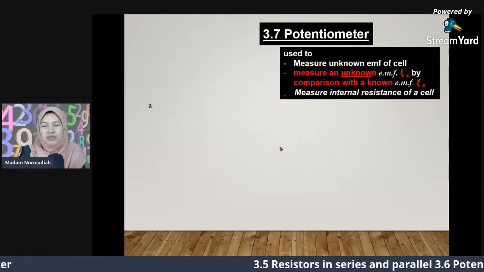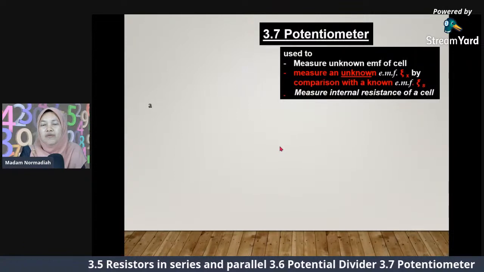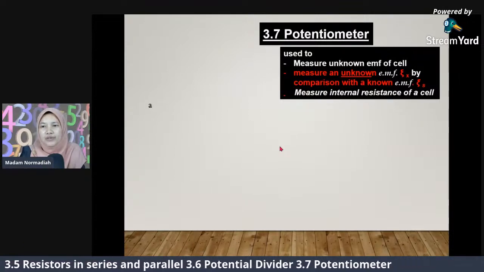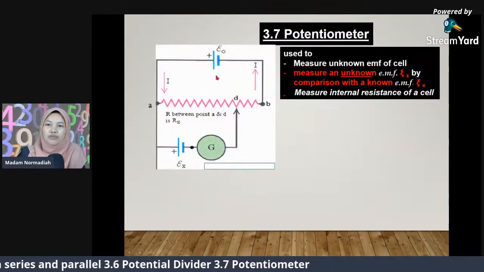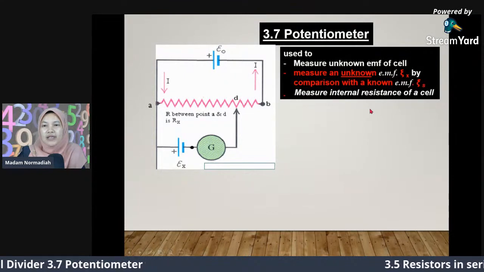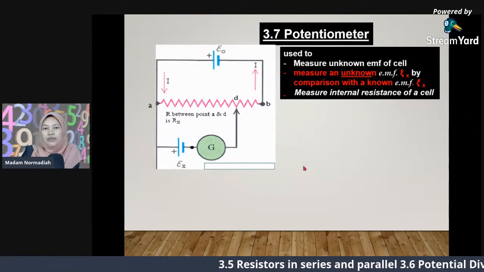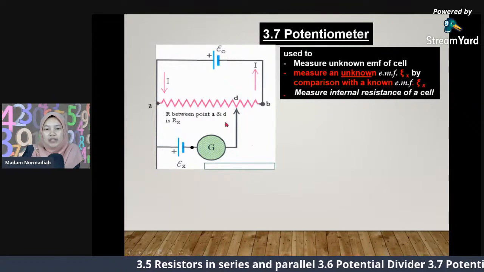Okay, what is a potentiometer? We have three functions of a potentiometer. First, we want to measure the unknown EMF of a cell. We want to measure unknown EMF by comparison with a known EMF, and we want to measure the internal resistance of a cell. Okay, look at this schematic diagram.